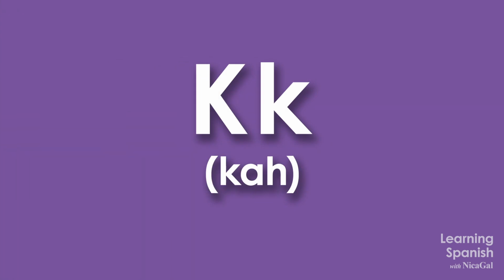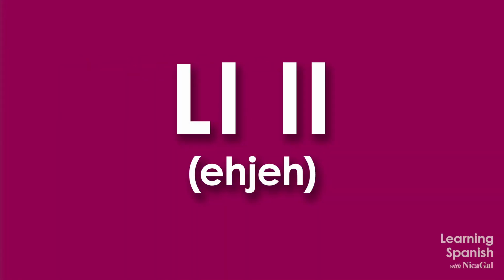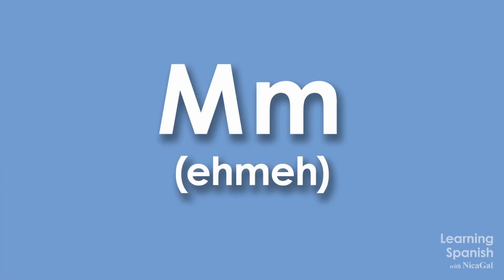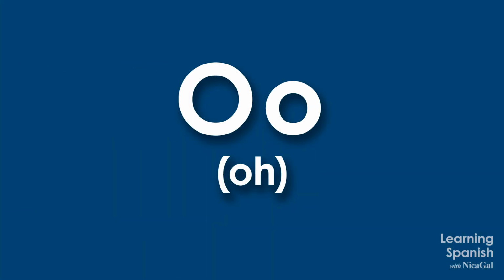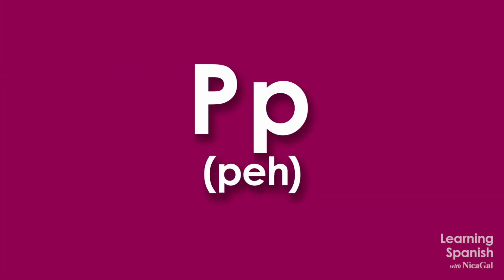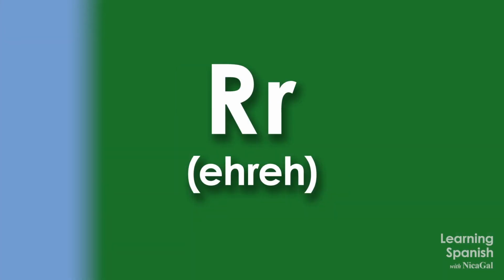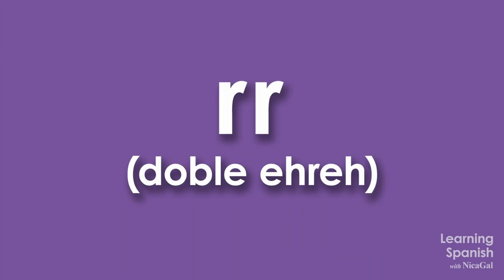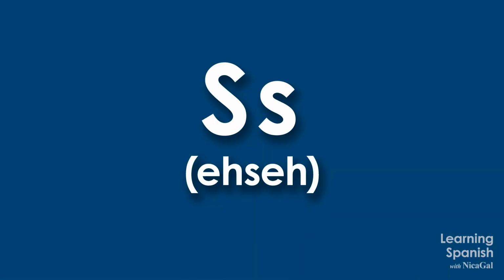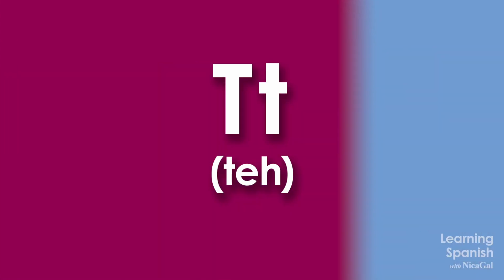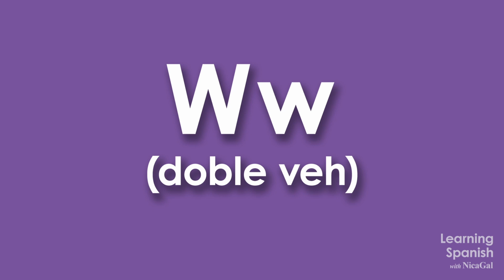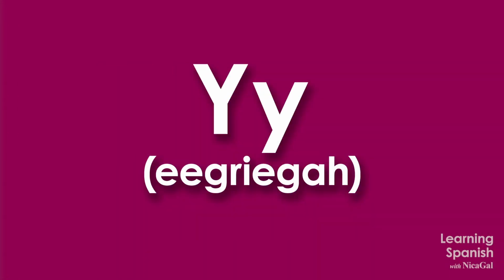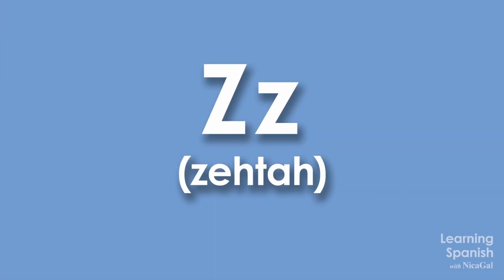K, L, Ll, M, N, Ñ, O, P, Q, R, doble R, S, T, U, V, W, X, Y, Z. Now we're going to learn to spell and pronounce some words.